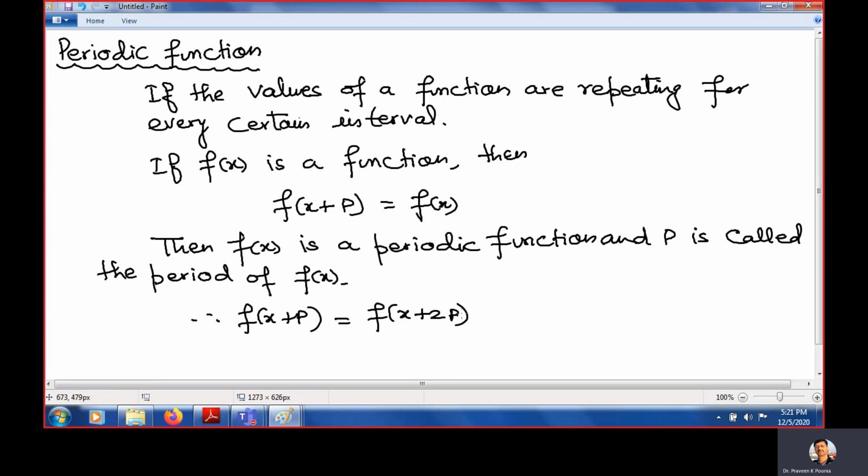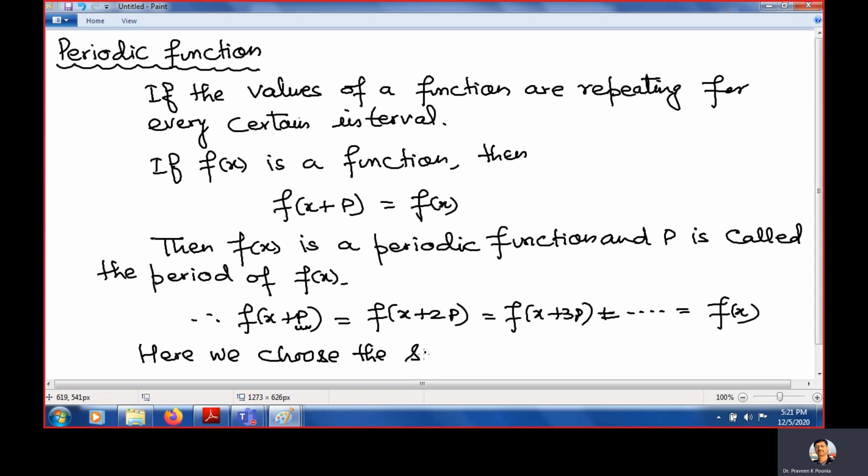Also, one more thing I want to tell you: f(x + p) is equal to f(x), so if p works, it will be 2p also, it will be 3p also, and so on, so many, all giving f(x). So p is the period. P is the period means here we choose the smallest positive number.